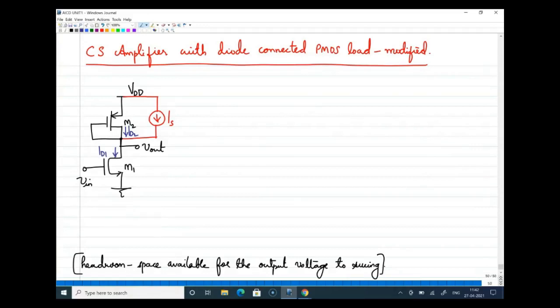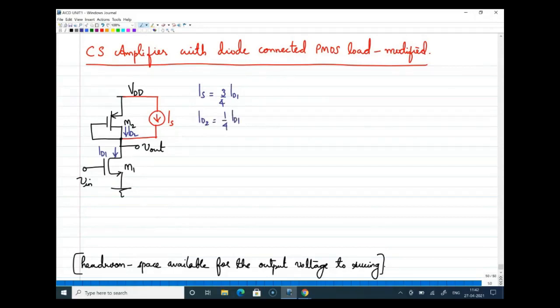So let's say, for example, I am providing an IS which is equal to 3/4 of ID1. That means 3/4 of the ID1 current is coming from IS, and the remaining 1/4 is coming from M2. In whatever way we think about it, the idea here is we are adding an additional current source in parallel to M2. Say IS is 3/4 of ID1. So what is ID2? ID2 will be 1/4 of ID1.